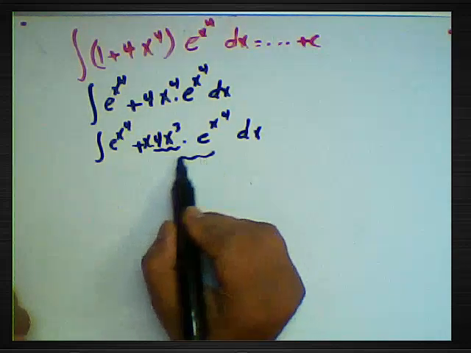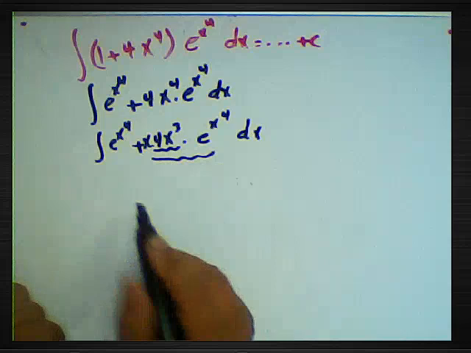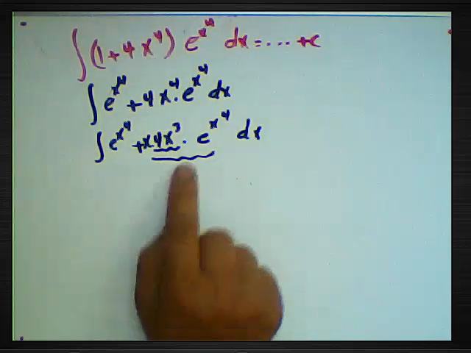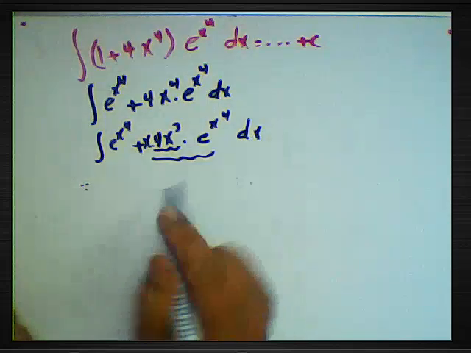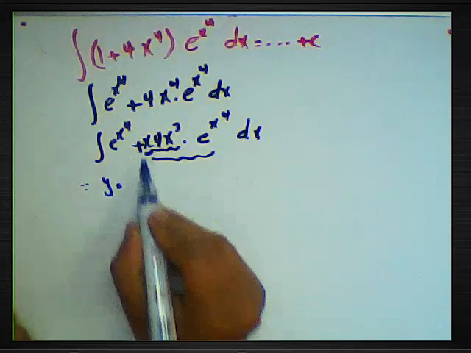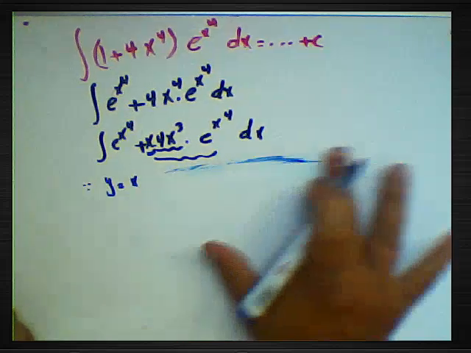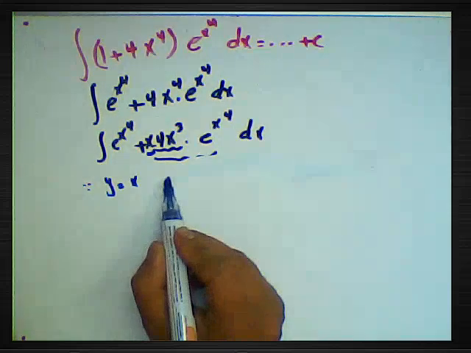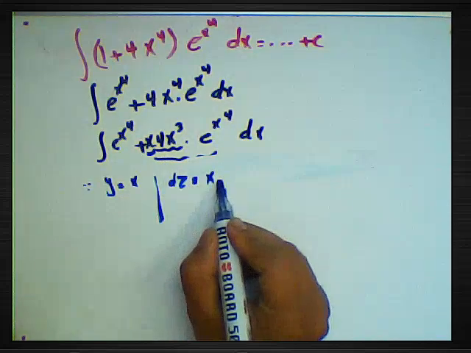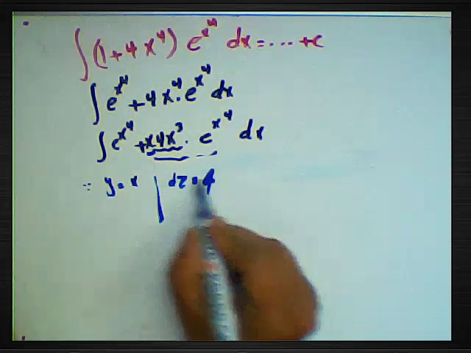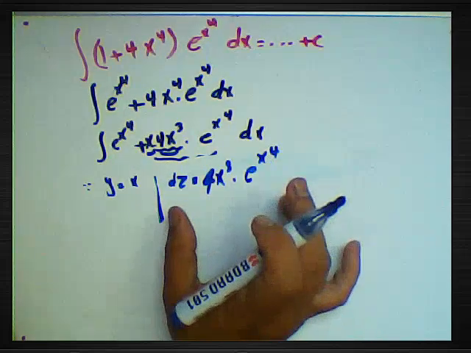Then for this function, we can use partial integration on the two parts. I will find the integration of this function only. Put y equal x and dz equal this function, 4x power 3 times e power x power 4. Why? Because I can find the integration of this function.